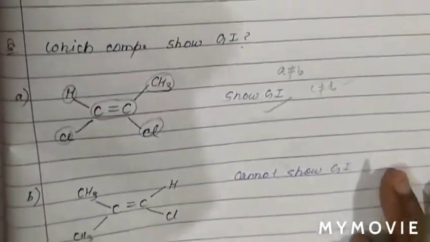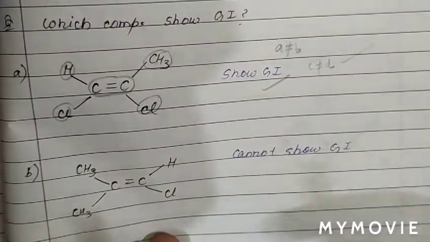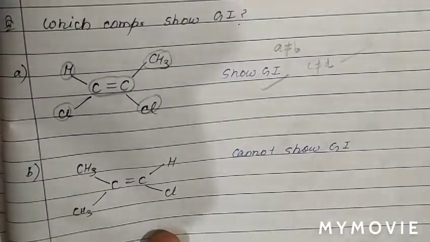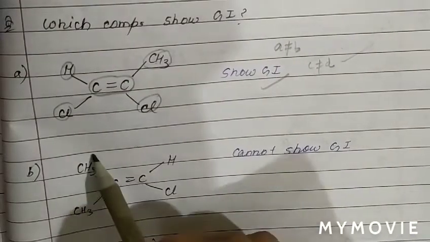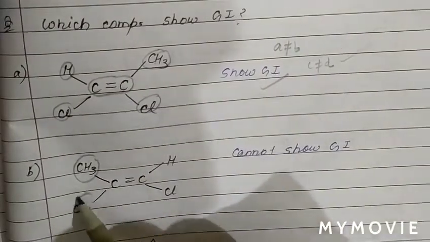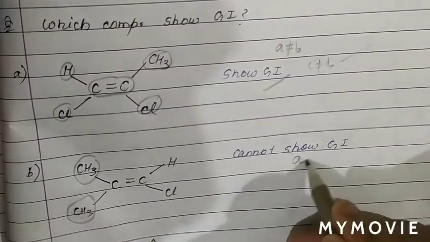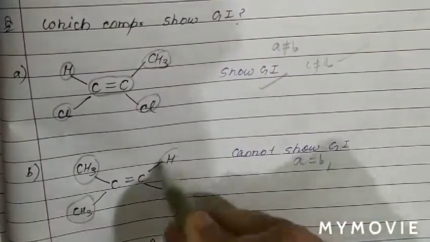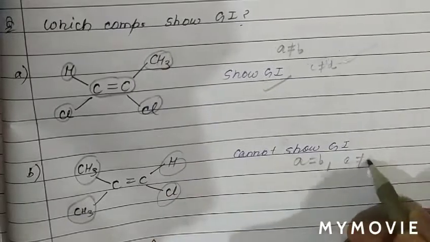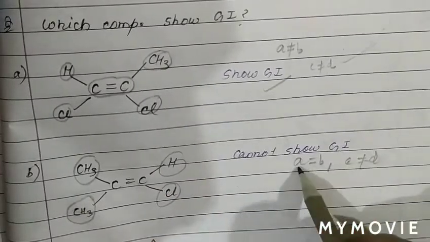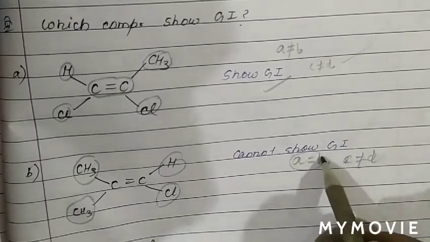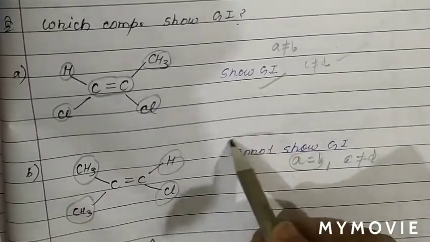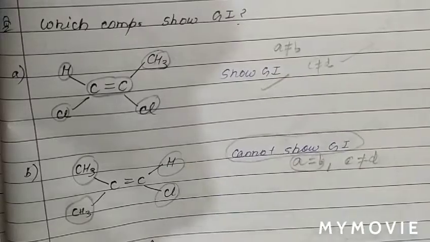Now see the next question. We can see again restricted rotation about the carbon-carbon double bond, but in this case A and B are the same. So A is equal to B, while C is not equal to D. But the condition for GI is A not equal to B and C not equal to D. So here A is equal to B, therefore this molecule cannot show geometrical isomerism.